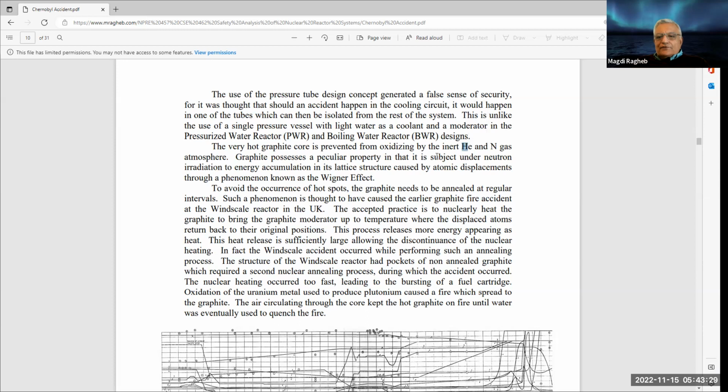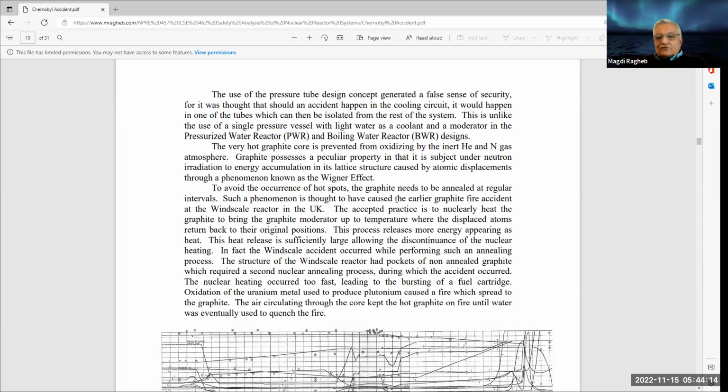Graphite possesses a peculiar property. It is subject under neutron irradiation to an energy accumulation in its lattice structure caused by atomic displacement, through that phenomenon that we discussed for the Windscale accident, the Wigner effect. Under irradiation, graphite stores energy, and you really have to anneal it to return the displaced atoms in the graphite back to their location in the crystal. Otherwise, the energy is released in an uncontrollable way, and you can get a fire. So to avoid the occurrence of hot spots, the graphite needs to be annealed at regular intervals, same as Windscale.